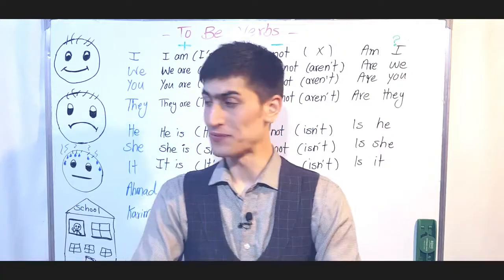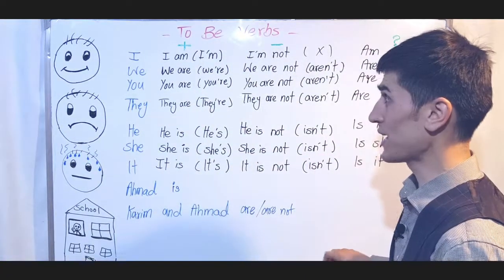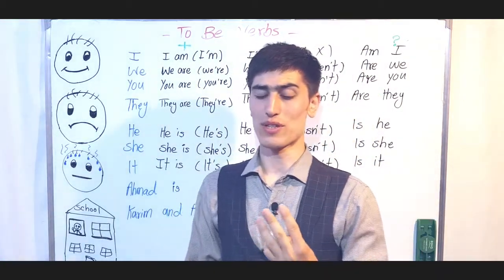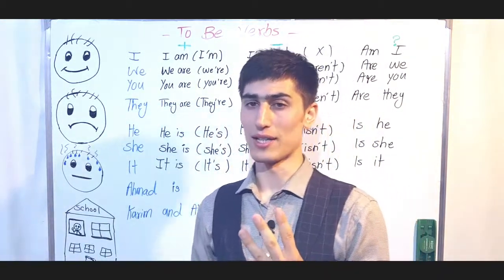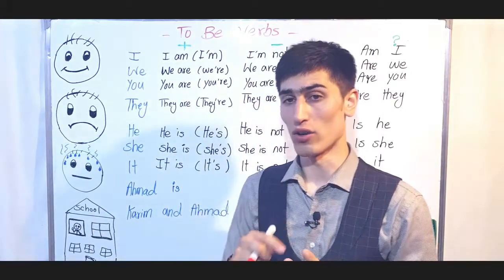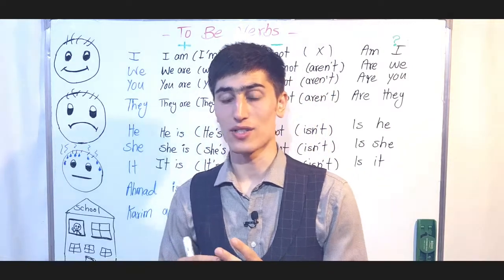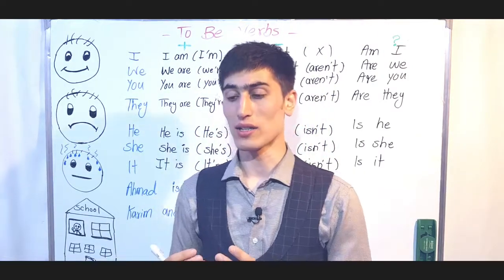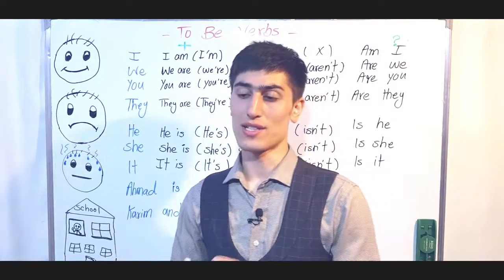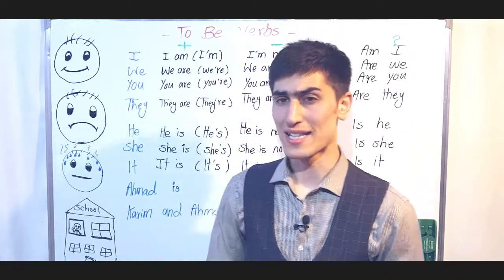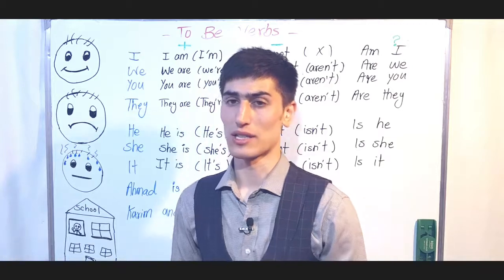Okay, let's do it. So as I named them, in English language we have three to be verbs in present tense: is, am, and are. So these three to be verbs are different according to the subject of the sentence. I mean, if the subject is singular, if the subject is plural, we use different to be verbs. Okay?